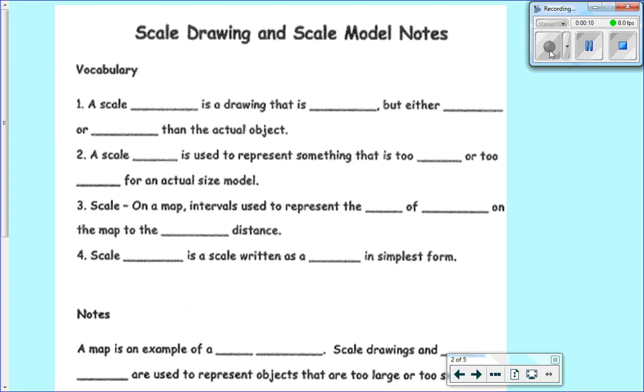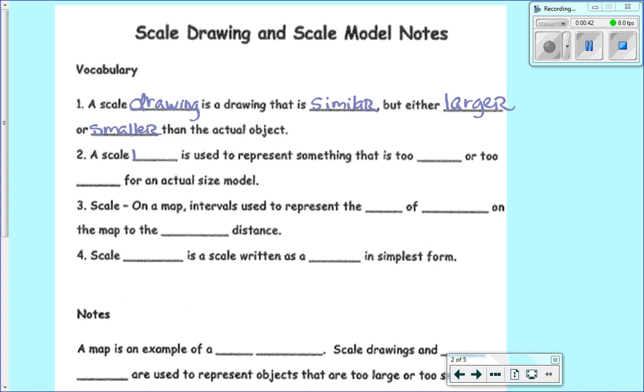So some vocabulary. A scale drawing is a drawing that is similar, but either larger or smaller than the actual object. So similar, we're still talking about similar figures, okay?